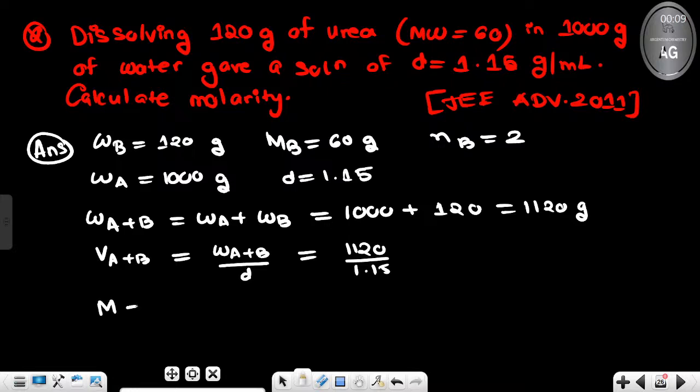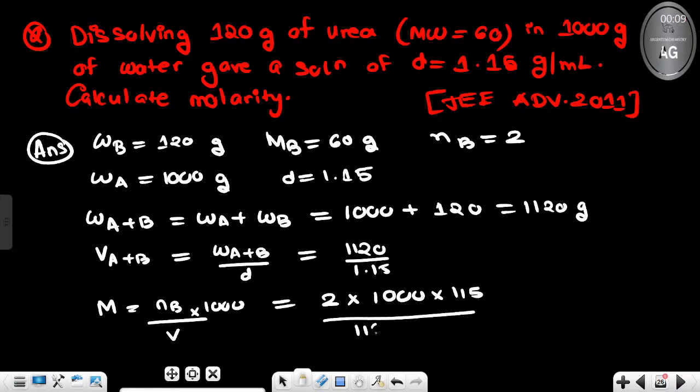Now we are finding the molarity. So molarity will be basically nB divided by volume into 1000. So now let us do the calculation. So it's basically 2 into 1000 into 1.15, divided by 1120. Now do the calculation and you will get 2.05.